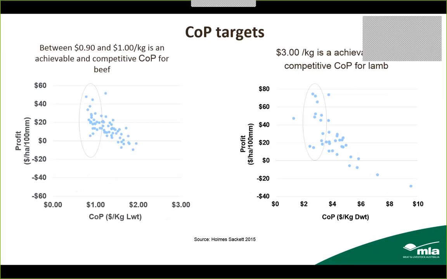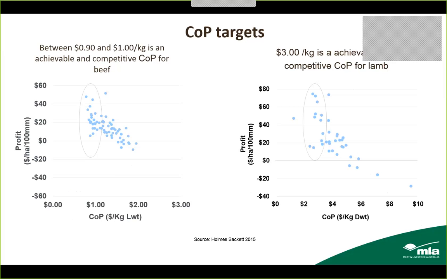Look, I just thought this was a useful slide in terms of targets. Now, I've put up on the left-hand side a graph relating to beef production, and on the right-hand side a graph relating to lamb production.